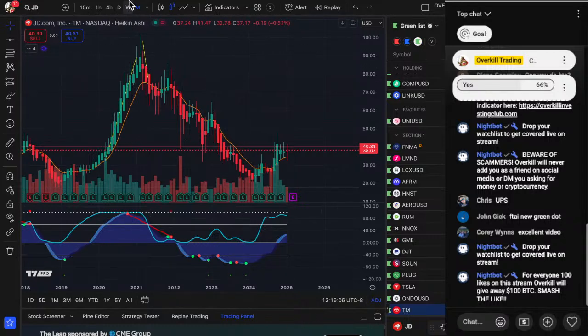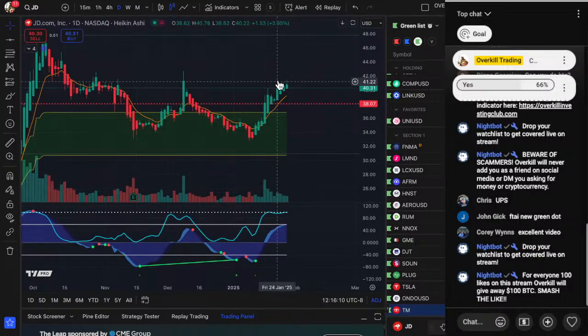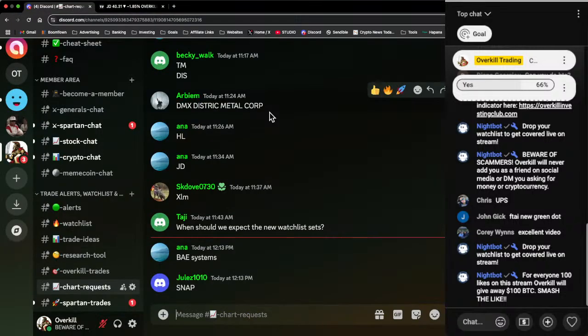And again, the last dot is still green on it. So 38, I would definitely set as a stop loss, but I would consider taking some off here.